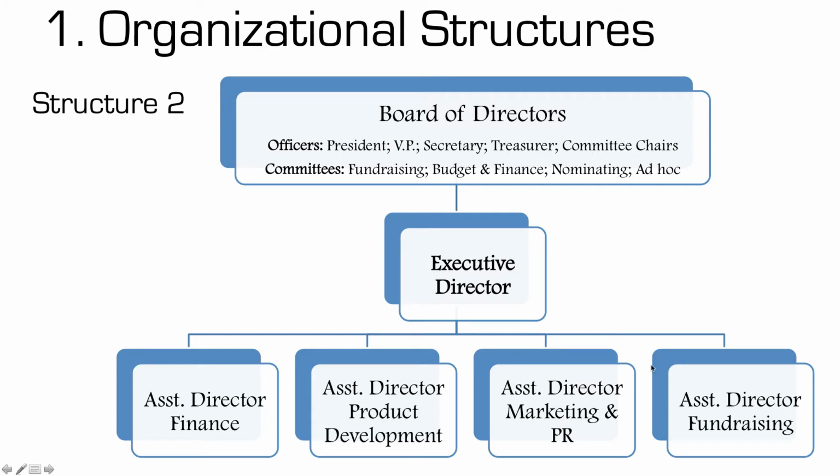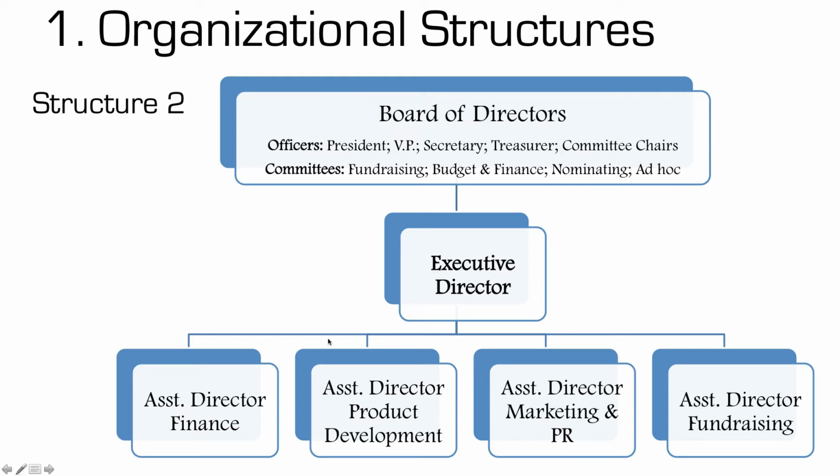But in the second one, it is the executive director that is doing that, not the CEO. The first one is the CEO president, the president CEO. The second one is the executive director right here. And then you have assistant director for different things. Assistant director for finance, assistant director for product development, marketing, and all that.